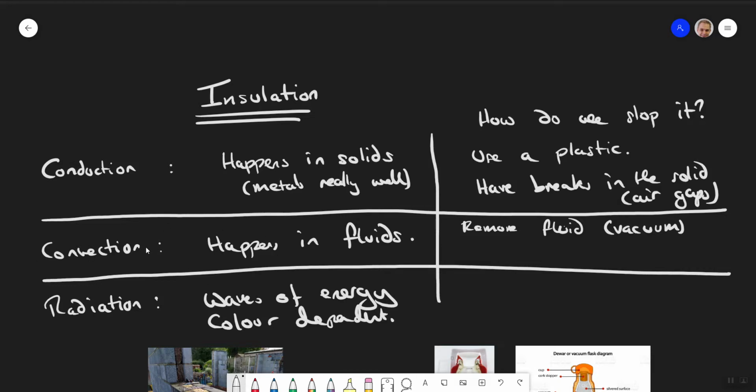Not always possible. Very rare that you're in a place going, oh, you know what would help stop the convection current in this bath is to not have any water. Not always helpful. So sometimes you just have to have the fluid anyway. What we can do is try and stop the fluid from moving.